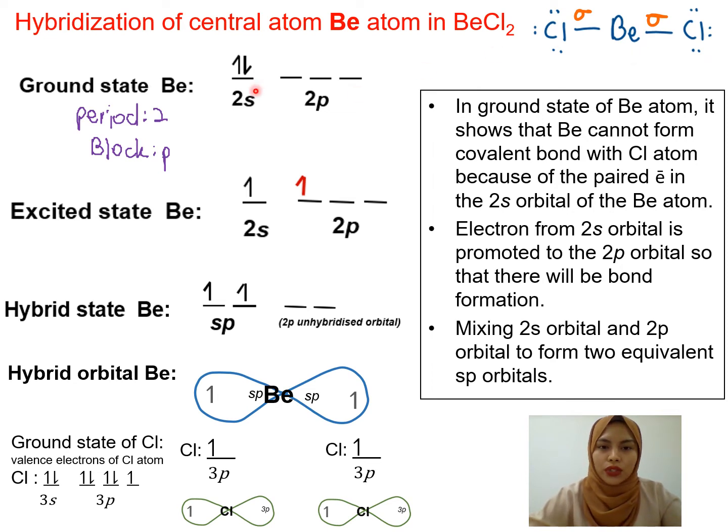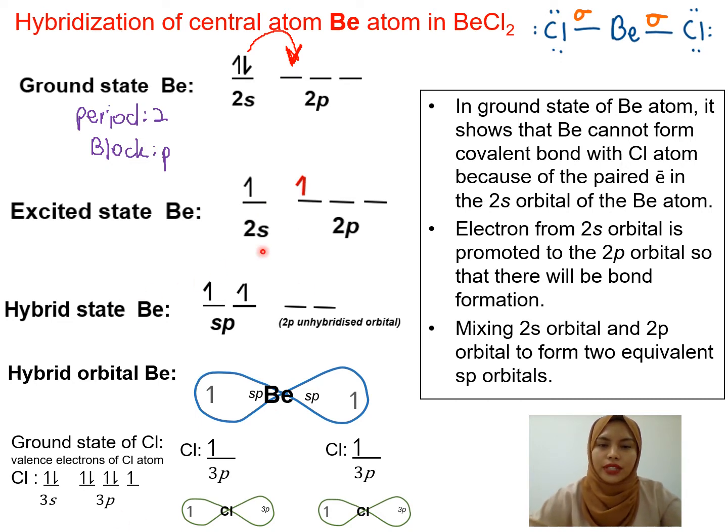Okay. So, when you want to create two single electrons so that one of the single electrons on Be can overlap with one of the single electrons in the valence electrons of Cl, what you need to do is excite one of the electrons in this 2s. So when I excite one of the electrons in 2s to the empty orbital in 2p, my excited state of beryllium will look like this. There will be one single electron in 2s and one single electron in 2p, because these single electrons will be involved in forming the sigma bond.